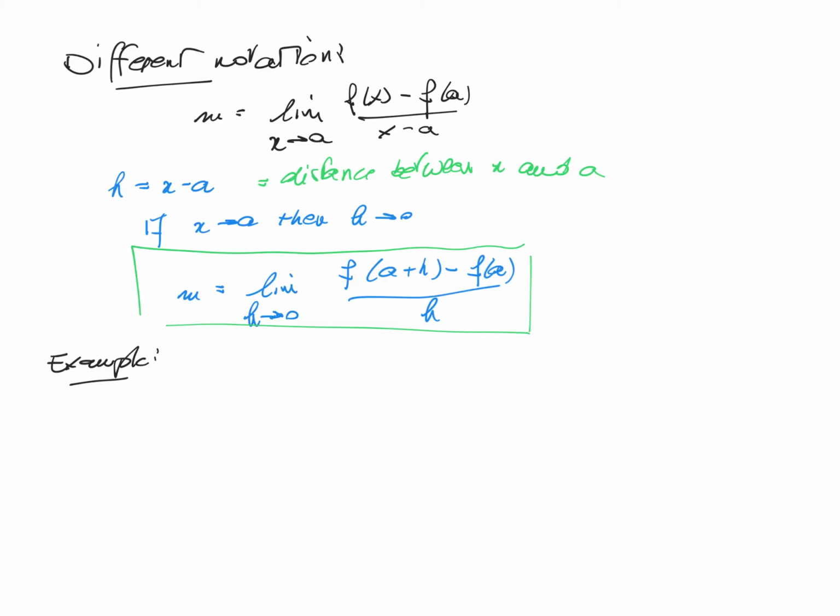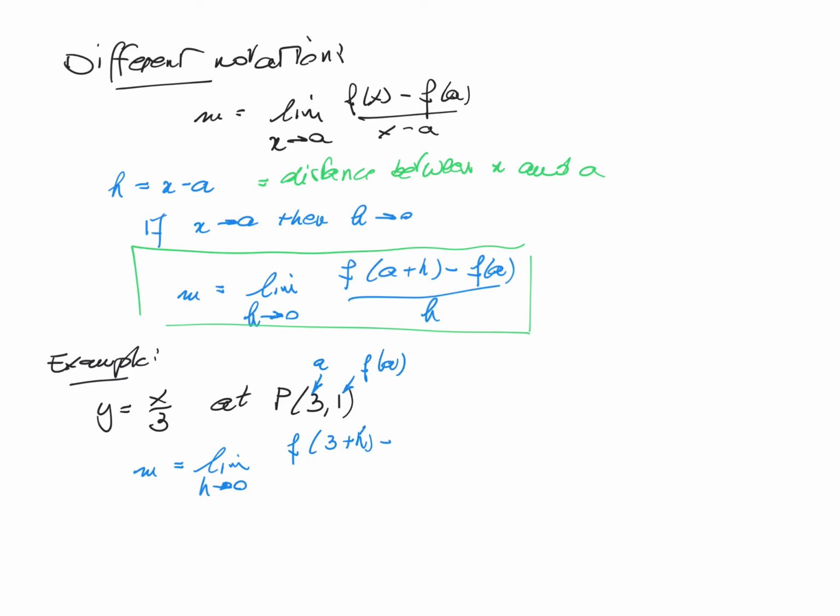Let's now apply this formula. So the question remains the same. Find the tangent line to the function y is x divided by 3 at the point P (3, 1). We will calculate the slope and we will use this new formulation. So the limit for h going to 0 of f of a plus h minus f of a, divided by h. In our case, 3 is a, 1 is f of a, so it is f of 3 plus h minus f of 3.